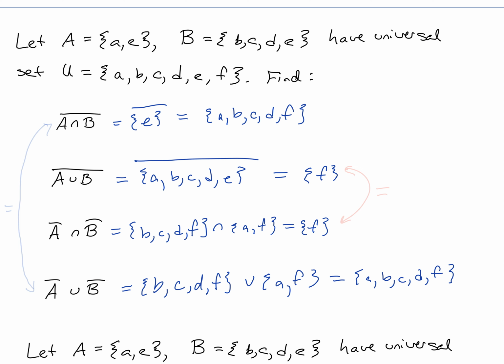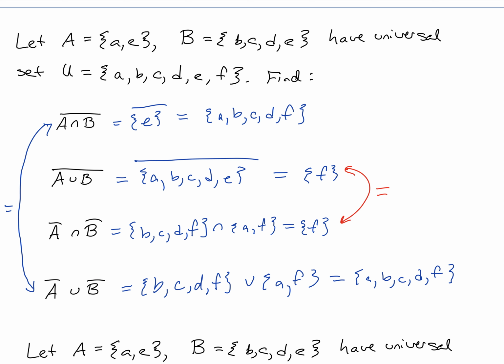So something to notice right now is that A intersected with B complement is equal to A complement unioned with B complement. And we can also notice that A union with B complement is equal to A complement intersected with B complement. So that was true in these two particular cases. Later we'll show that that is always true when we do proofs about sets.